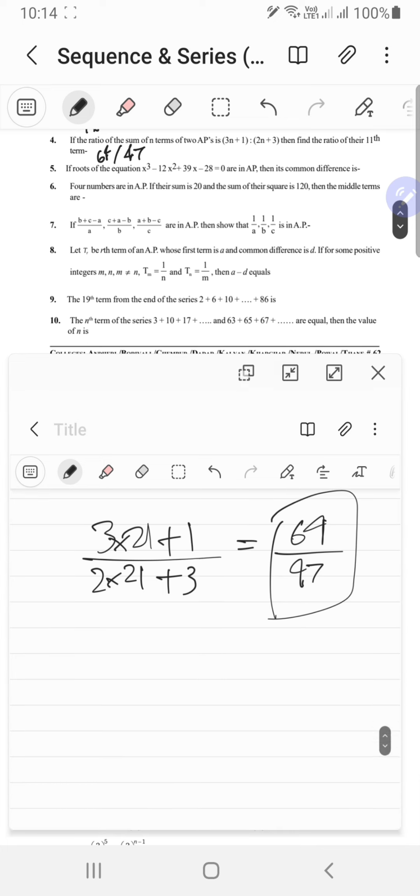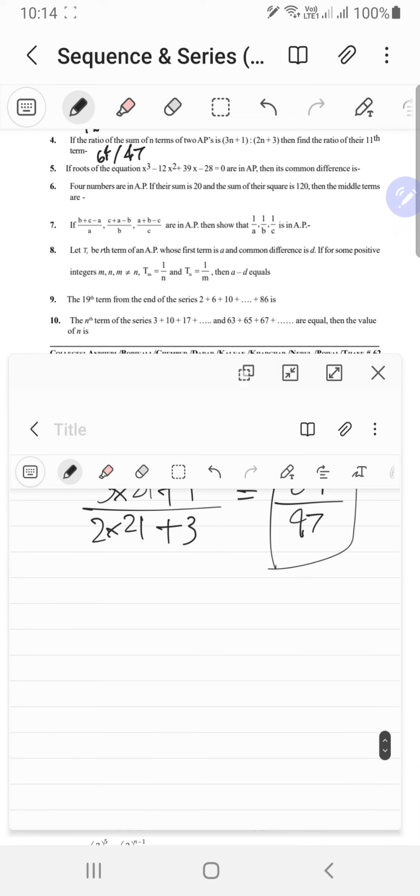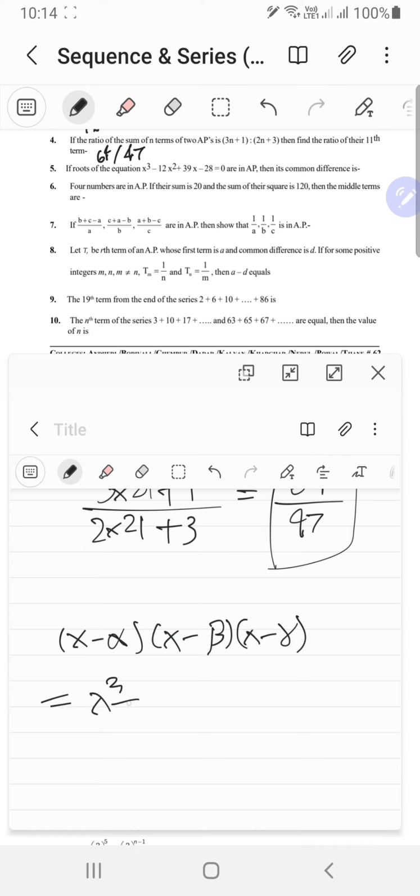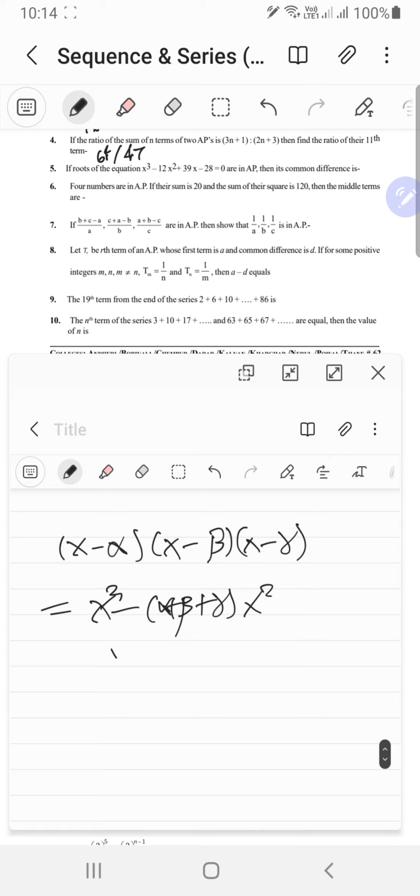If the roots of this equation are in AP, then find its common difference. Okay, the roots are in AP. So say the roots are alpha, beta, gamma. Then expanding this, you will just get x cubed minus (alpha plus beta plus gamma) times x squared plus (alpha beta plus beta gamma plus gamma alpha) x minus alpha beta gamma.